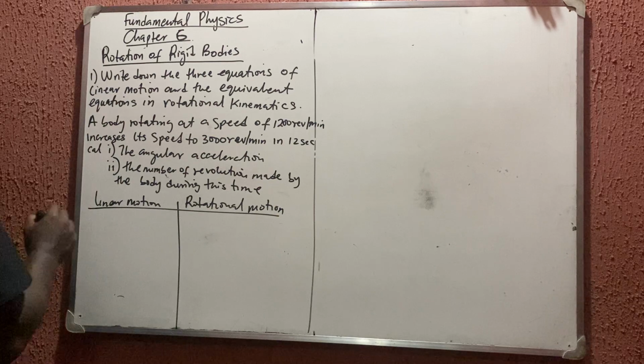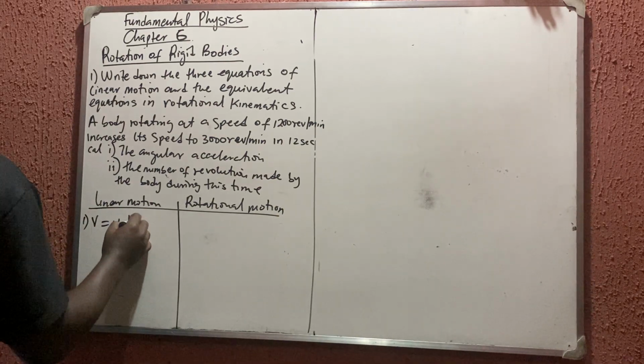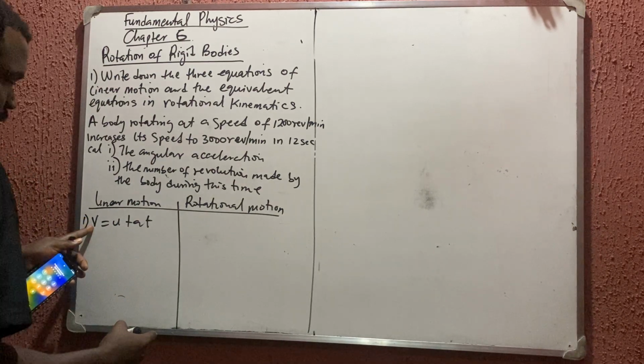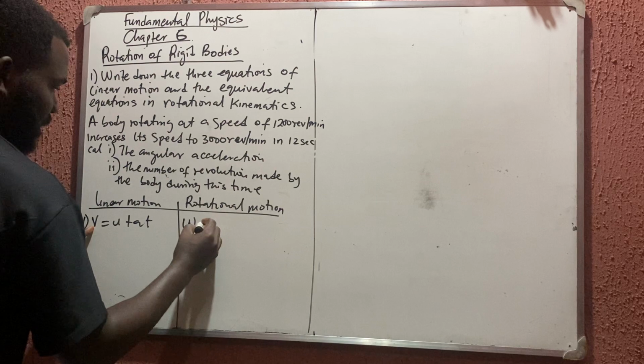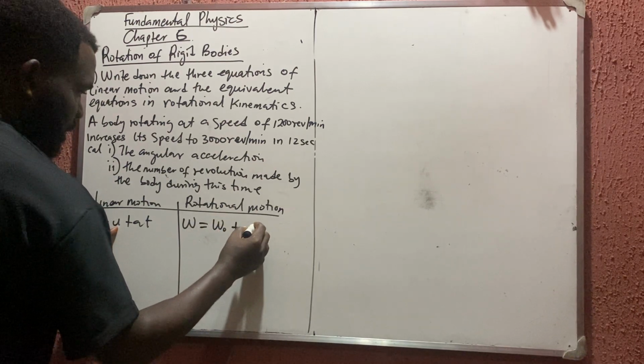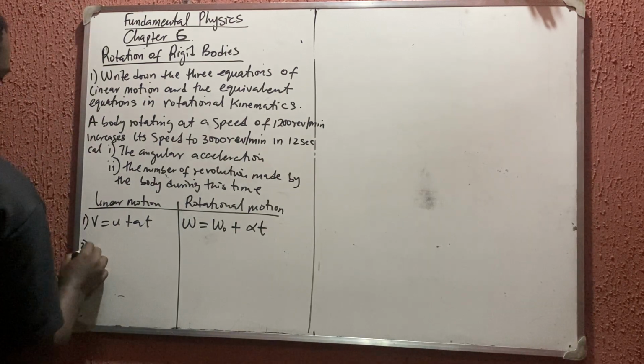So the first equation of motion, don't forget, is V equals U plus AT. You will now change it for rotational motion. This is linear velocity, so you change it to angular velocity. Angular velocity is equal to initial angular velocity plus angular acceleration times time. Very simple.